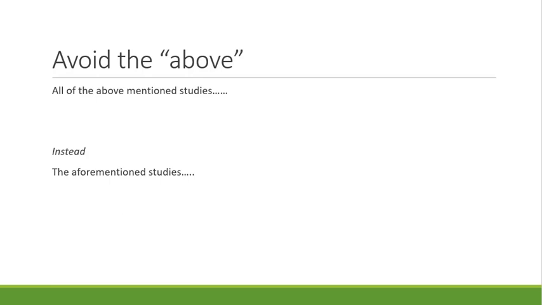Avoid "the above." Sometimes as you're writing a paper, obviously you think page 3 is above page 6, and so colloquial or conversational writing would be to say "all of the above mentioned studies." Well, when you're publishing something, is it above when it's on page 3 and you're flipping through a book format? Not really. So instead put "the aforementioned studies."